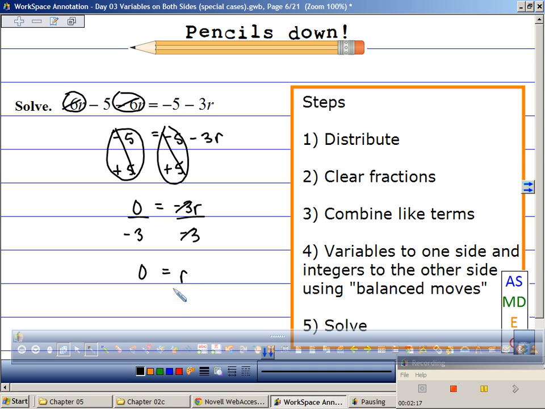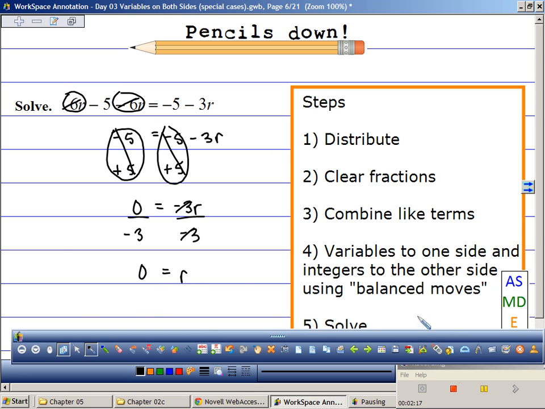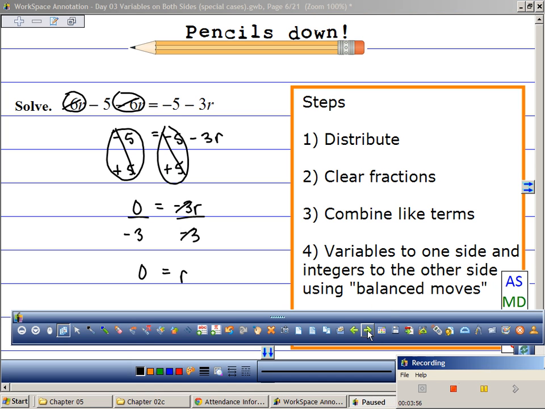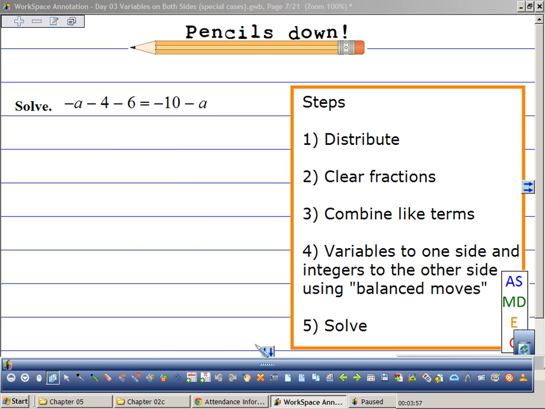This is a solution. Oftentimes when we do special cases, a lot of kids will say, oh, I got 0, so there must be no solution. It's not no solution. There is such a thing as r being equal to 0. Okay? Go ahead and write this one down in your notes. Okay, let's move on. Pencils down again.